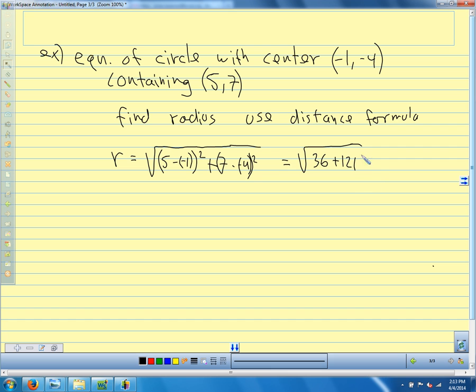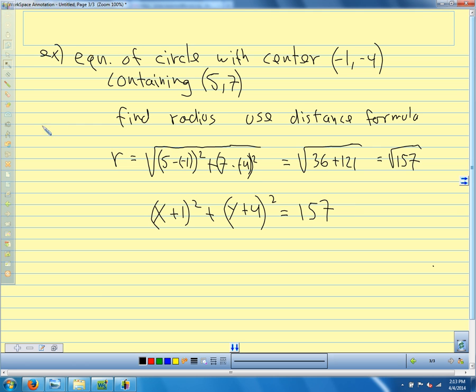Anyway, back to the circle. 36 plus 121 is 157, so we get the square root of 157. So our equation of our circle is going to be x minus negative 1, so x plus 1 squared, plus y plus 4 squared equals 157. That would be our equation of our circle. A pretty easy problem there. Questions?